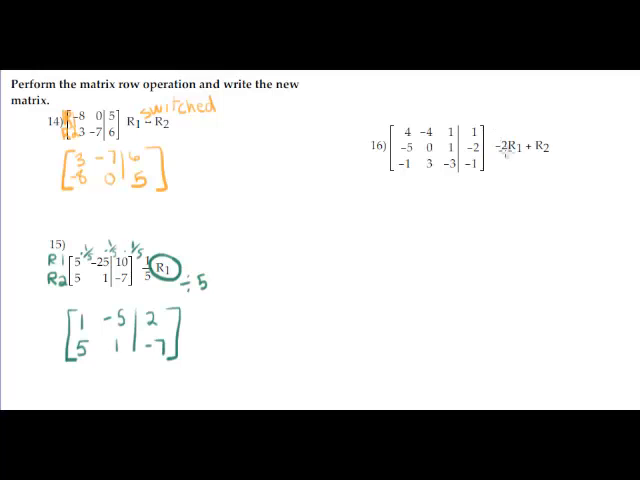16 is where it gets a little tougher. -2 times row 1 plus row 2. What we're doing is we're using row 1 and then adding it to row 2, but we're not actually going to change what row 1 is, and we're not actually going to change what row 3 is. We're just changing what row 2 is. So go ahead and in your matrix, rewrite what row 1 and row 2 are so that you know, hey, not going to change these.